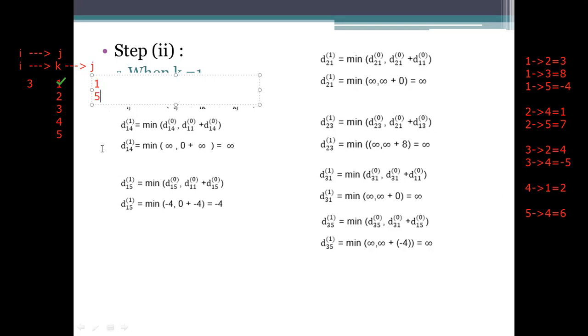The first one here is 3, 1. So for 3, 1, calculate 3 to 1, and the next 1 to 1. Mostly, if it is not having a direct edge, for k equals 1, the values won't change here. It will remain the same. Mostly, not all the time. Mostly, it will remain infinity only.